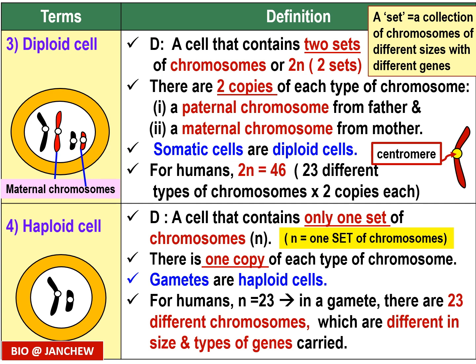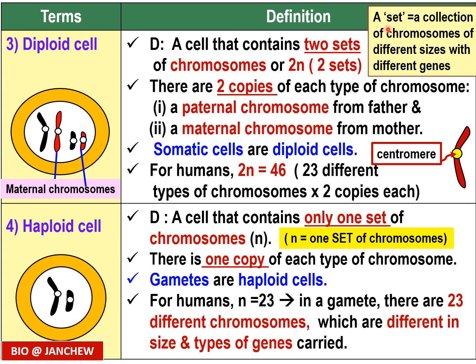The next term we are studying is diploid cell. So what is the meaning of diploid cell? Di here means two. So a diploid cell is a cell that contains two sets of chromosomes, or is denoted by the term 2N, two sets. Okay, so two sets of chromosomes. N stands for set.